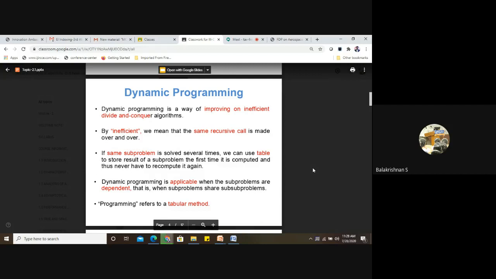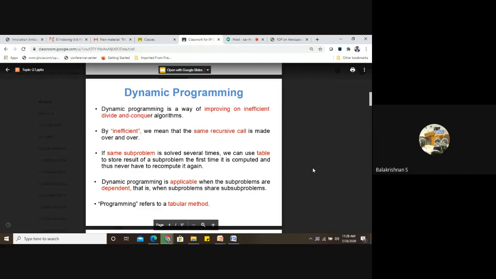If the same subproblem is solved several times, we can use a table to store the result of a subproblem the first time it is computed, and thus never have to recompute it again. So instead of using the recursive call every time the same subproblem is solved several times, we use the table. All the information can be stored in the table, and whenever needed, the information can be taken from that table.